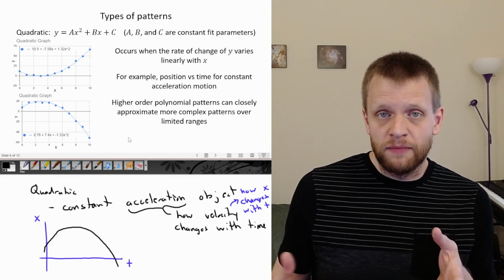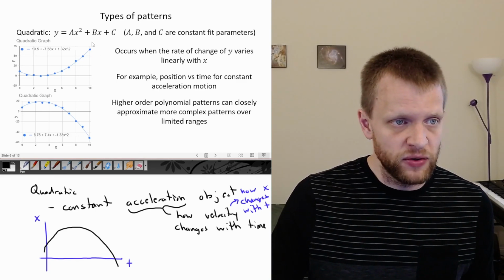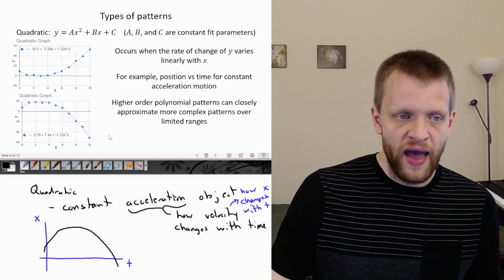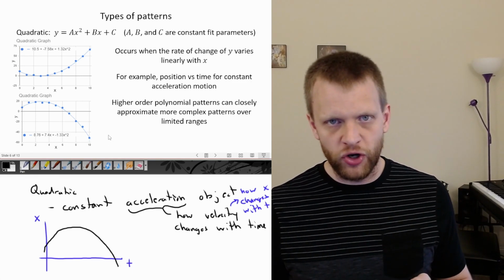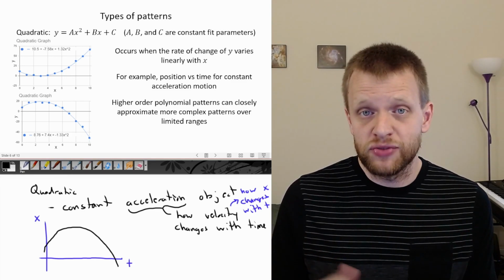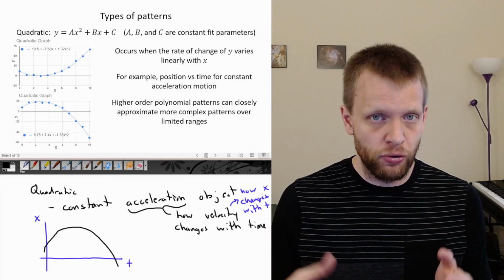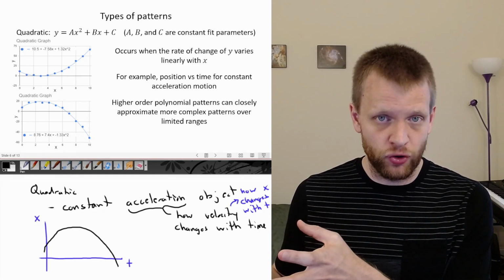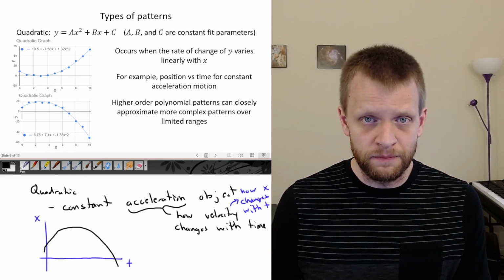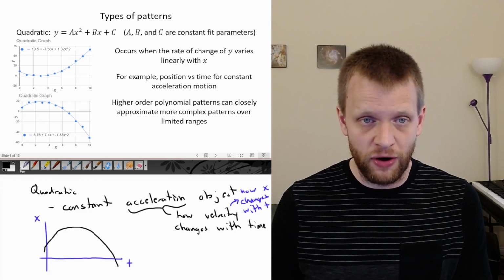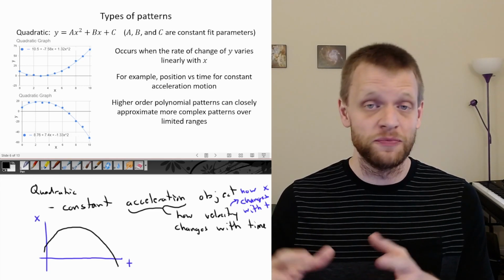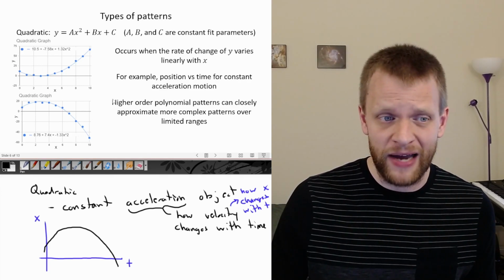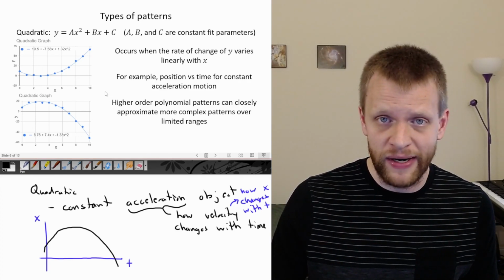We can also get higher order polynomials, so something that has an x cubed term or an x to the fourth term. And those higher order polynomials sometimes show up if we're looking at approximations of more complicated mathematical patterns. So we'll see some examples of that later on. I'll again be going into more detail with all of these topics in future videos. But these quadratic patterns show up fairly regularly as well.